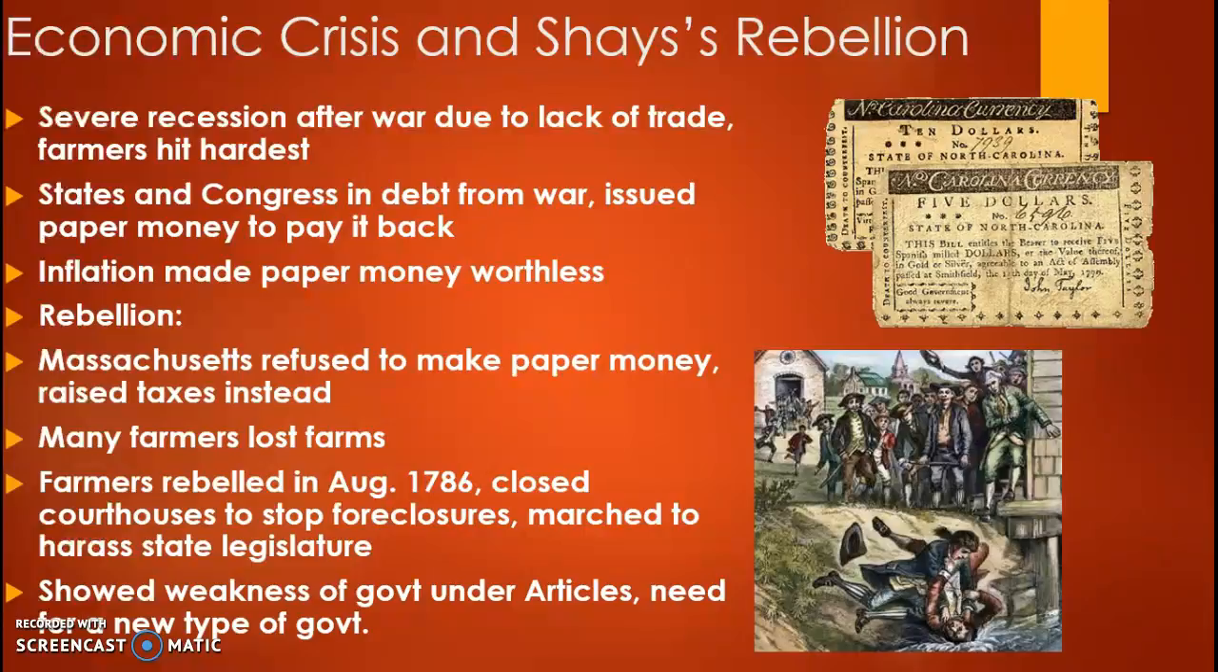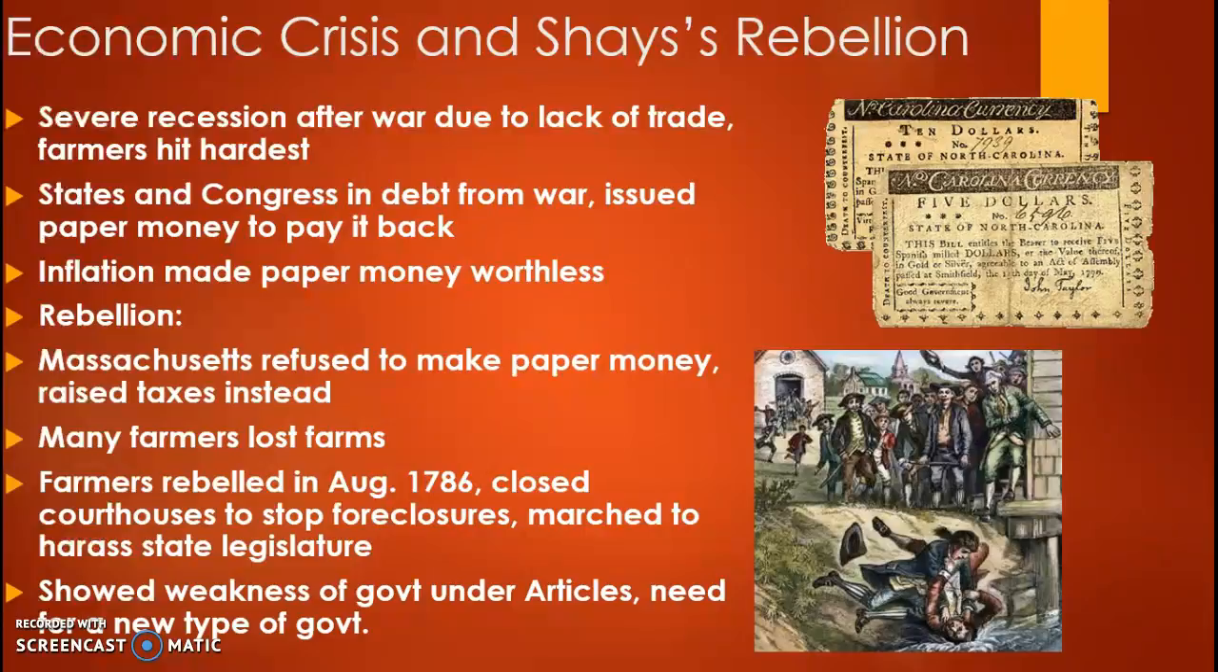Massachusetts had actually refused to make paper money because they didn't want to deal with the inflation problem. So they just simply raised their taxes for their local citizens. And a lot of farmers, which had borrowed heavily in order to feed the soldiers during the Revolutionary War, lost their farms. So they were really upset because they were the ones that helped keep food in the soldiers' bellies during the war. And now they were basically being punished for it because they couldn't pay taxes on all the land that they had borrowed.